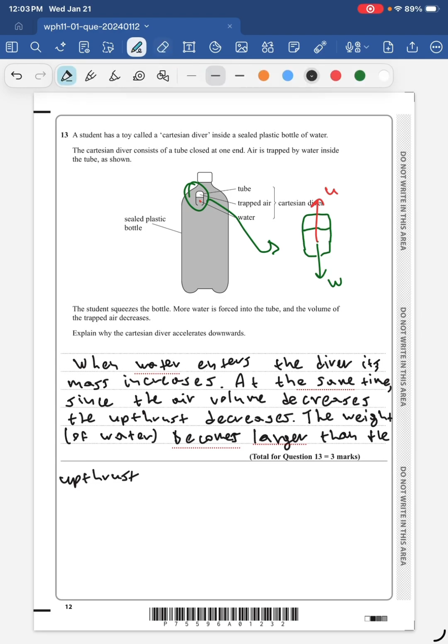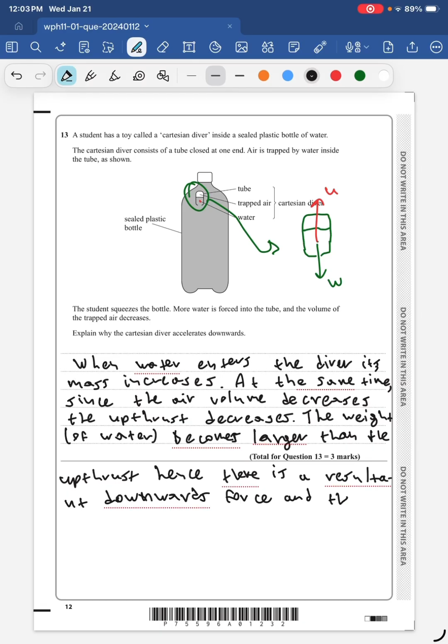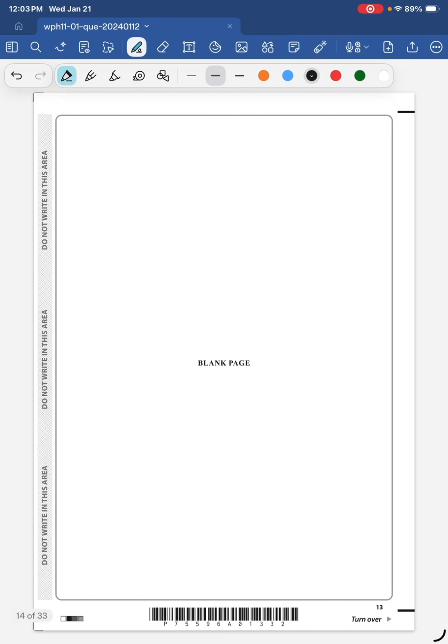Hence, there is a resultant downwards force, and the diver accelerates downwards. And that's the answer. Okay.